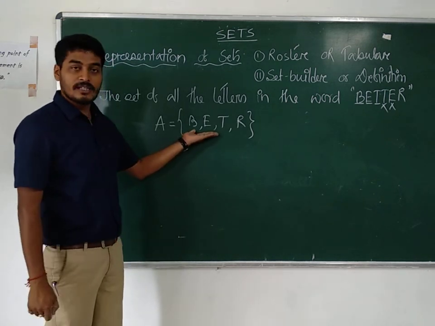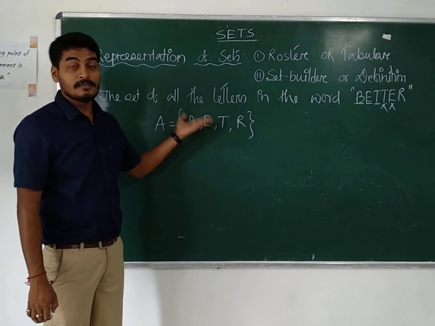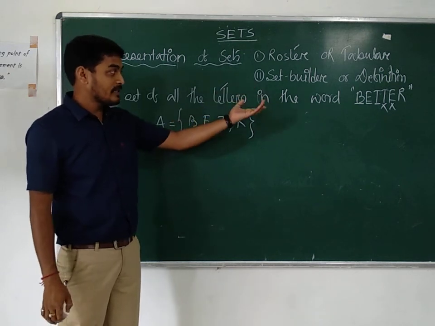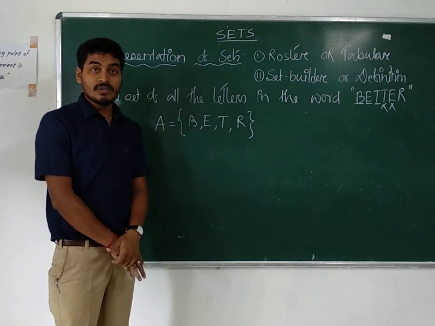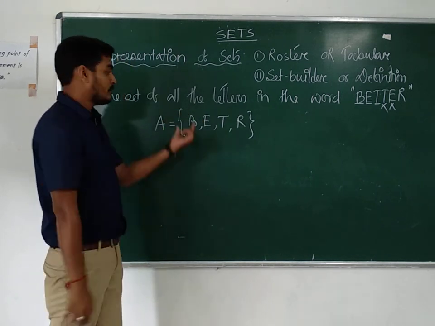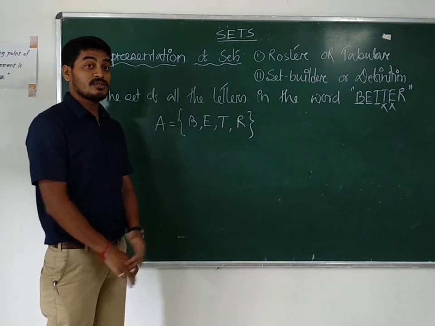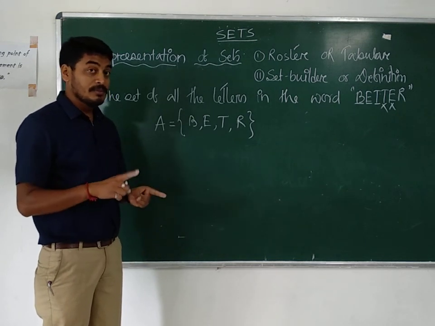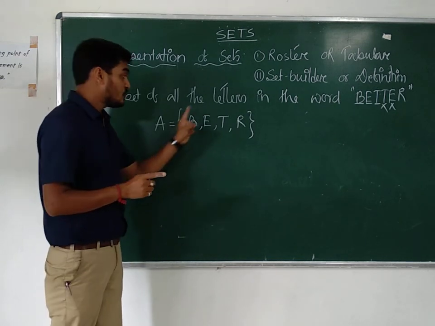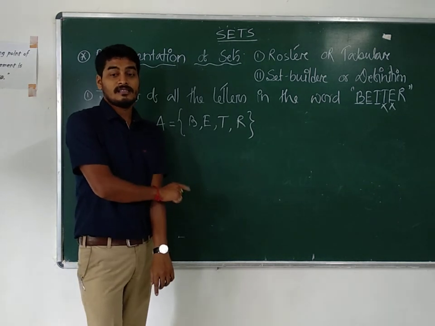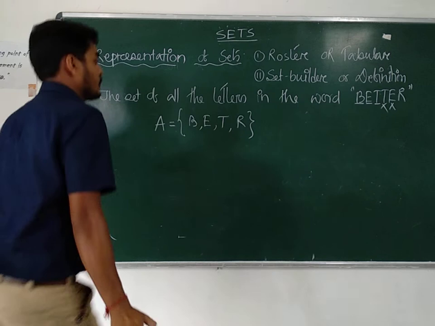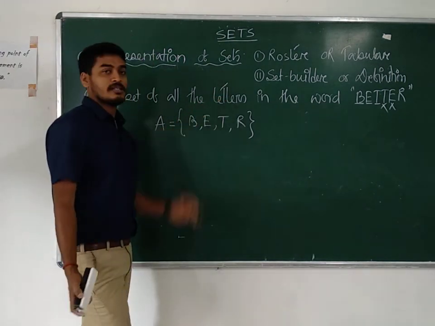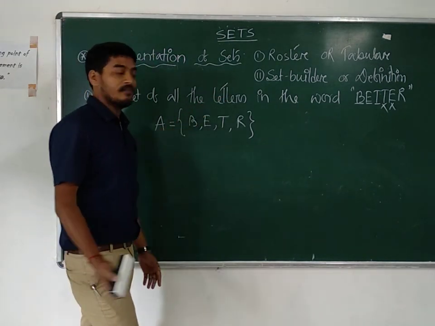Repetition is not allowed, and the elements are distinct. Generally, to represent the elements, we will use small letters, and capital letters are capital letters. But repetition is not allowed, the most important thing. The elements should be distinct. This is the representation of roster or tabular form. It is very simple, you just mention the elements, which may be finite or infinite.